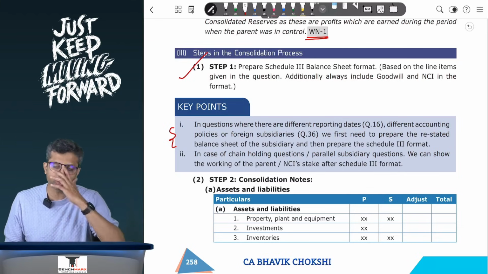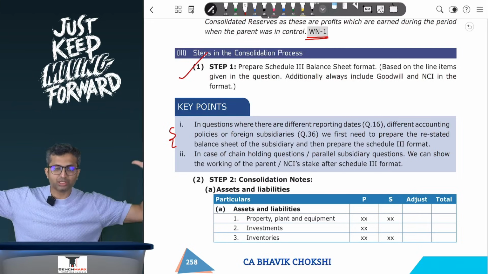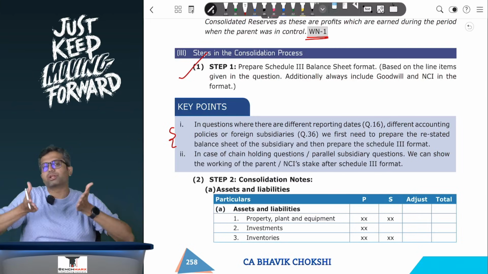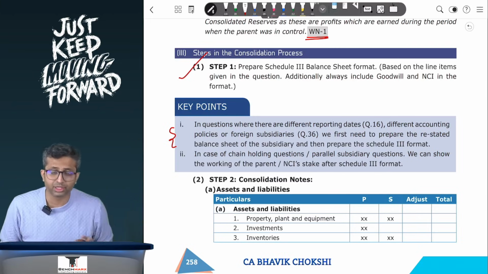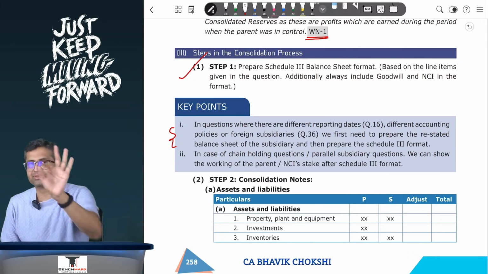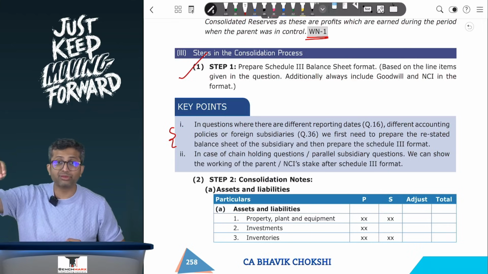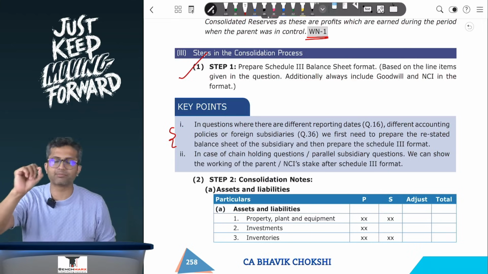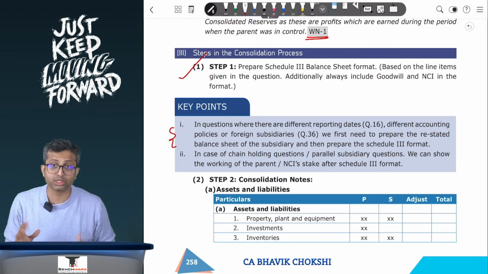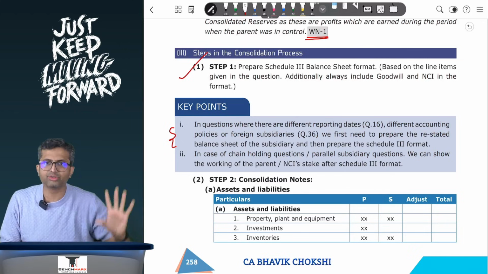Once you prepare the Schedule 3 balance sheet, the question is very big. You have to narrow down the funnel in a very systematic manner. So what we prefer is, we prepare notes on your assets and liabilities. When you prepare the notes, you will take the same asset balance, same liability balance as given in the question. No sir, there may be adjustments. We will handle the adjustments separately.